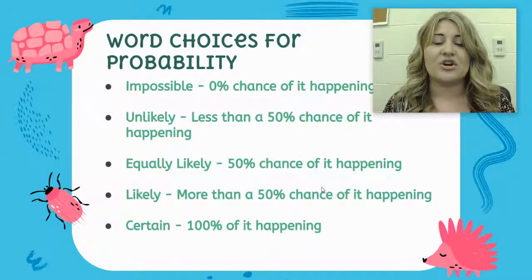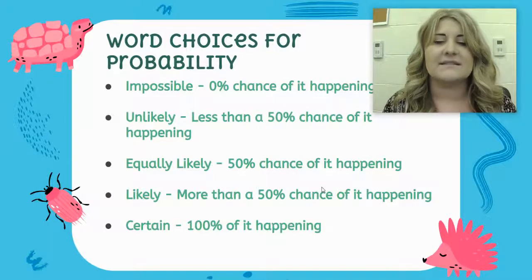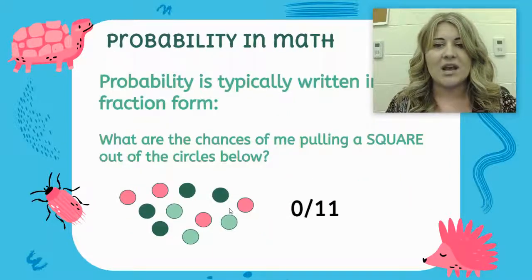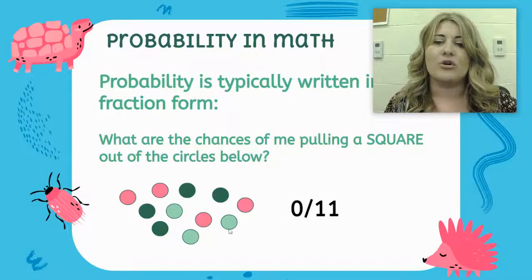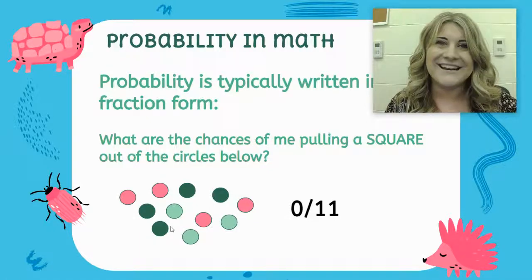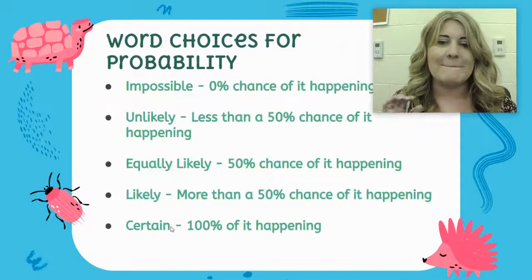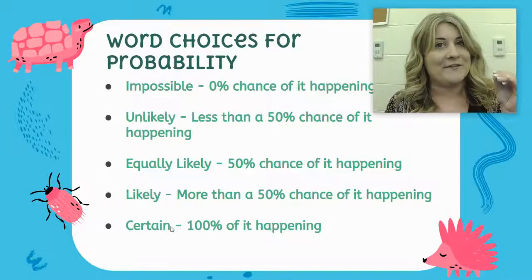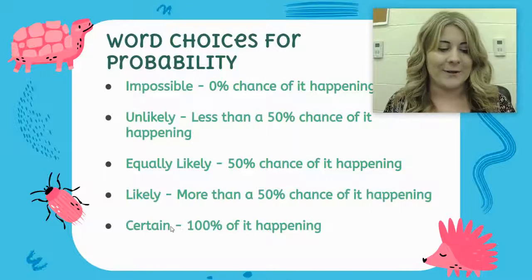Then we have certain. Certain means it's 100% chance of it happening. That would be me asking, hey, what are the chances of pulling a circle out of this bag of circles? That's an 11 out of 11 chance because they're all circles. So it's definitely going to be a circle that I pull out of there. That means it is certain, okay?